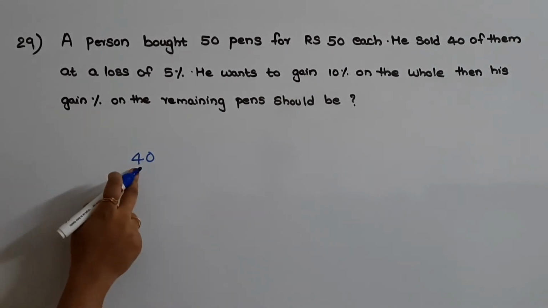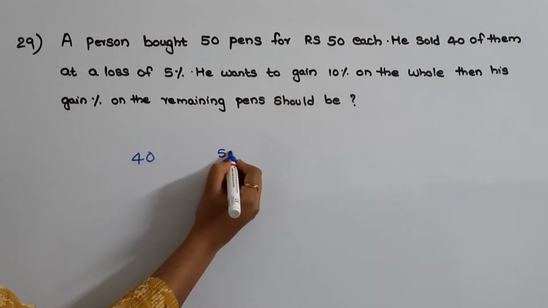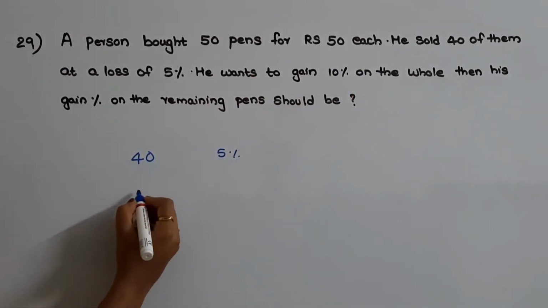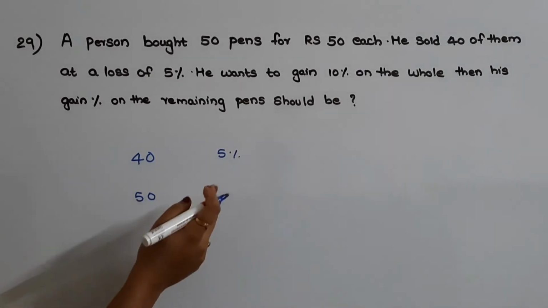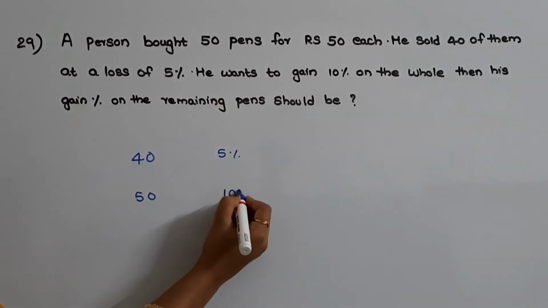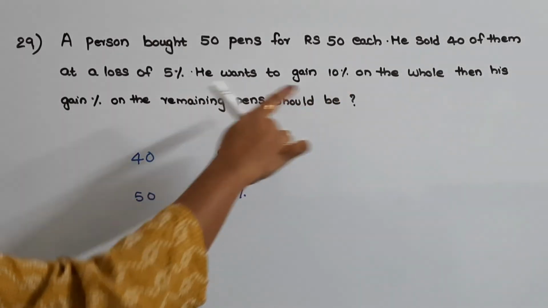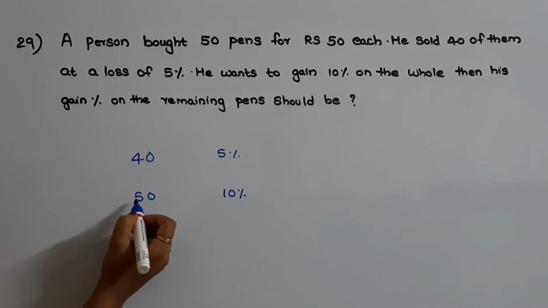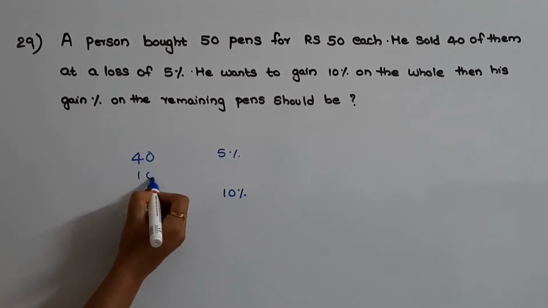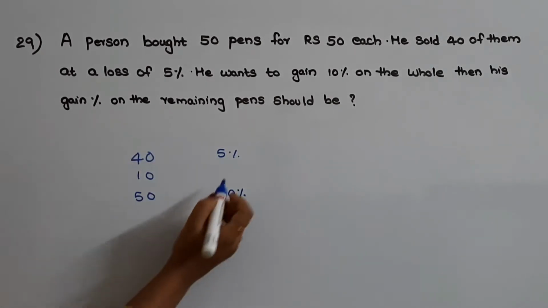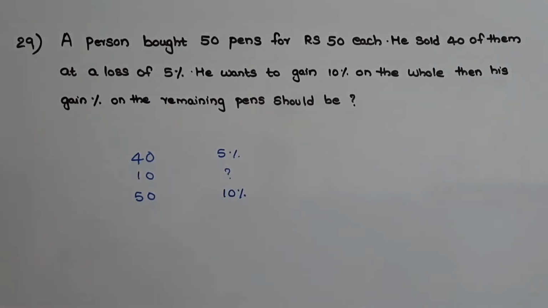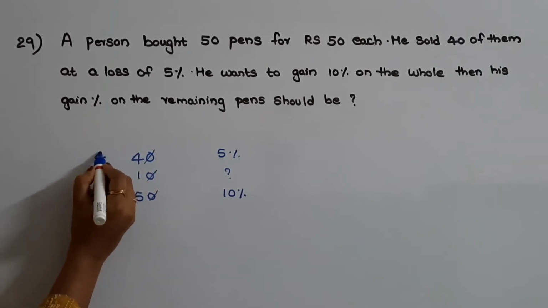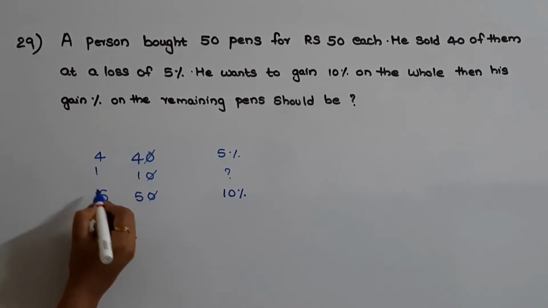So 40 pens were sold at a loss of 5%. He wants to gain 10% on the whole. So the profit percentage on the whole number of pens is given as 10. We need to find out the profit percentage on the remaining number of pens. So what will be the remaining number of pens? If total pens is 50, then the remaining will be 50 minus 40, that is 10. So we need to find out this profit percentage. Let us consider the ratios of the cost price. That will be equal to 4:1:5.